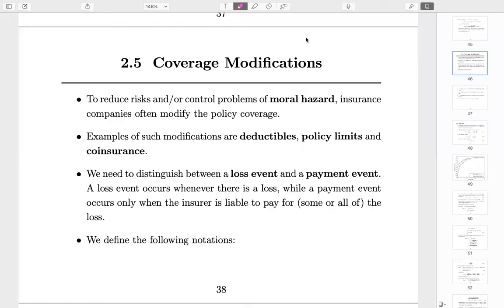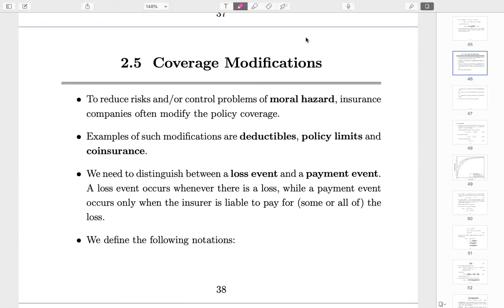In today's lecture, we start to learn the last section of this chapter, section 2.5, coverage modifications. This is the most important section of this chapter and will be one of the most important topics of the entire course. So this section is very, very important. In this short video, we will start with the deductible, and we will use maybe 2 or 3 small videos to finish all the modifications.